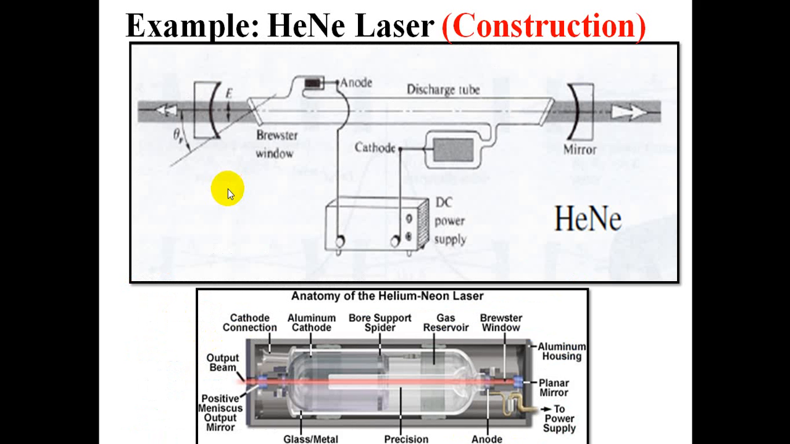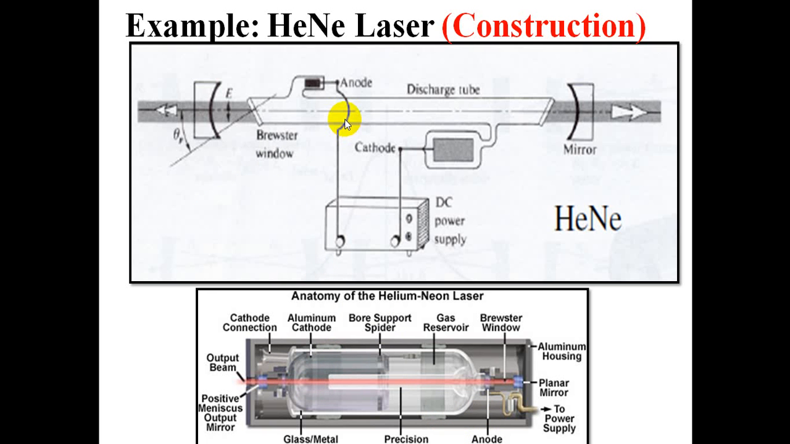This slide shows the construction of helium neon laser. This figure shows the schematic representation of helium neon gas laser. This figure is the cross-sectional view of an original helium neon gas laser. Helium neon laser is the simplest example of an atomic gas laser.